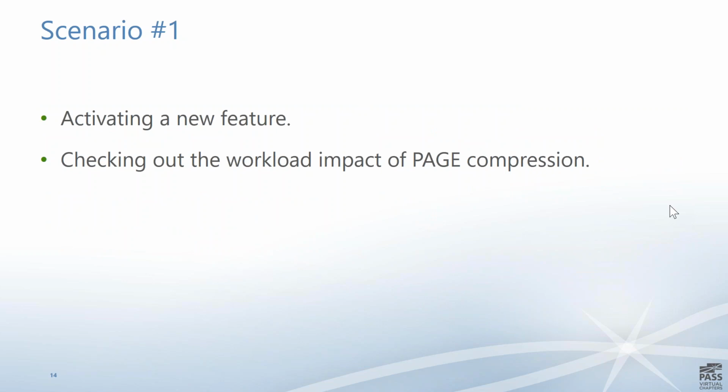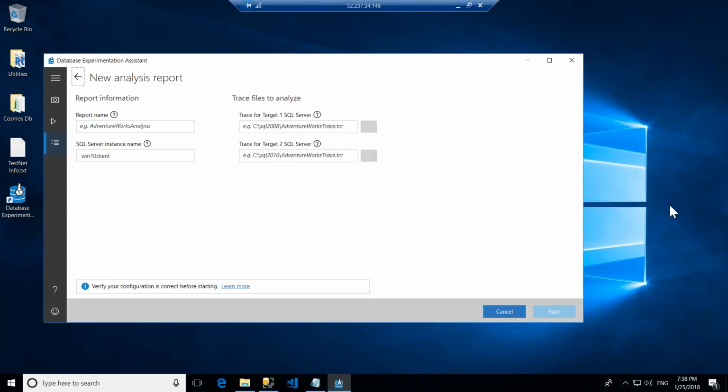So let's check out the results I got for scenario number 1, and that was activating a new feature. Basically, we're going to run a comparison here of workload impact by activating page compression on the largest table in the database. Okay, so let's jump into the VM and see what we got as the result for that, and show you guys the analysis interface.